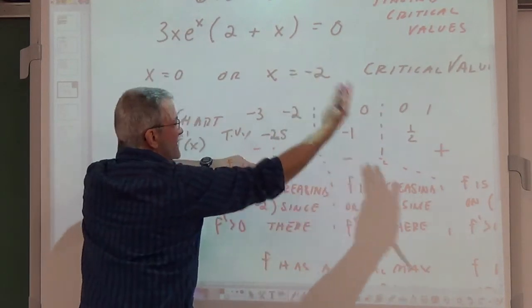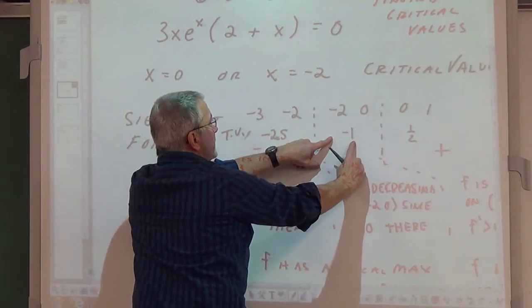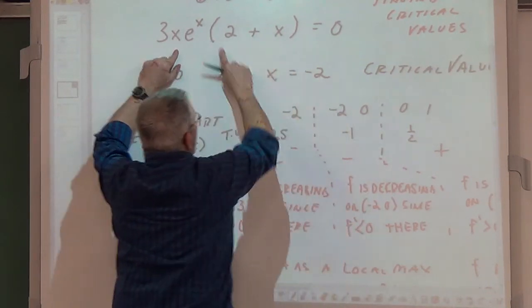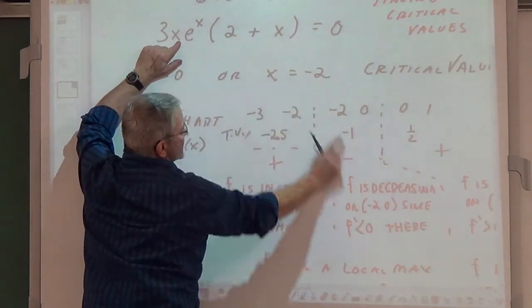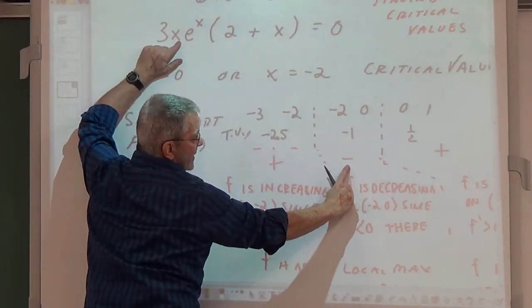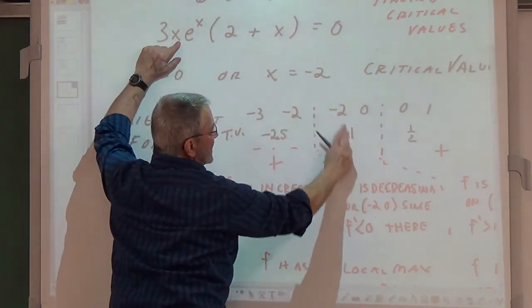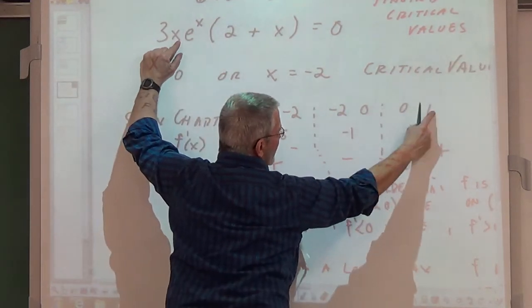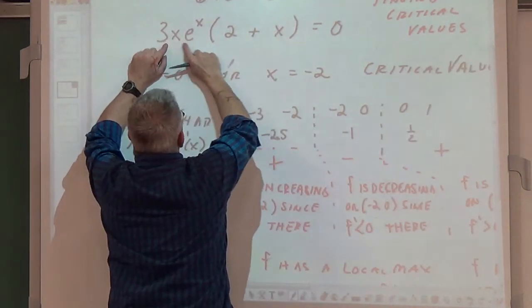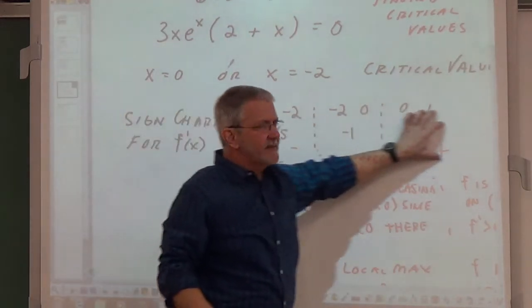Let's just go on with my sign chart here. If I put negative 1 in, the other test value between negative 2 and 0, this portion is going to be positive. Positive, negative. Negative times positive is going to be negative. So the derivative is positive from negative 3 to negative 2, negative from negative 2 to 0. And if I put 1/2 in, a value between 0 and 1, it's all going to be positive. So what does this sign chart tell us?